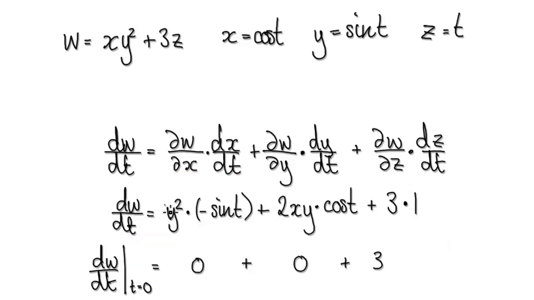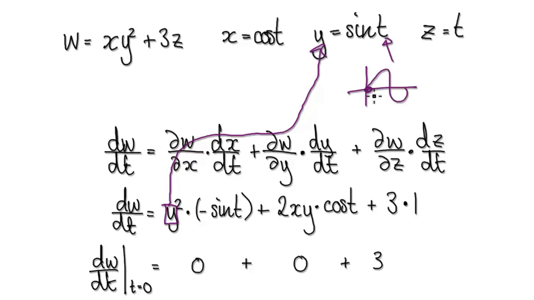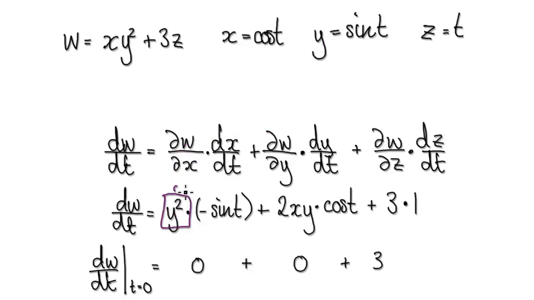And from here now we've got to evaluate it at time t equals 0. Well, what is y at time equals 0? Well, put 0 into the t here. So sine of t, sine of 0 will be 0. So y will be 0, meaning y squared will be 0. So this thing here will be 0 when you evaluate it at t equals 0. So the whole thing here, 0 times whatever this thing is, is just going to disappear.